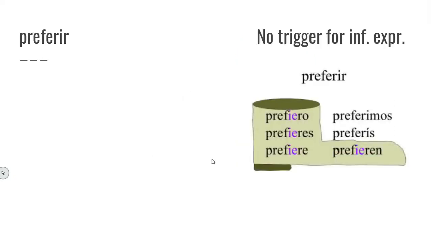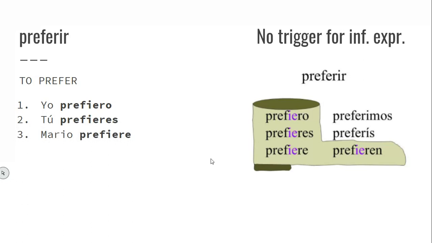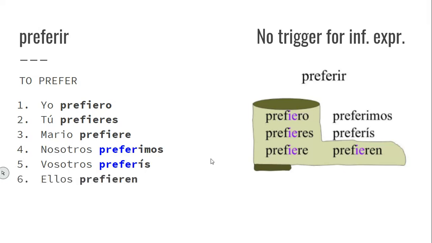Next verb is preferir. Preferir, that's a cognate, to prefer, okay? So we have example, yo prefiero, tú prefieres, Mario prefiere, nosotros preferimos, vosotros preferís, ellos prefieren. Couple of notes here. Note that there are two E's. We are making the stem change in the second E. Okay, and so we can see our boot here to see what is changing. Everything outside of the boot remains the same.